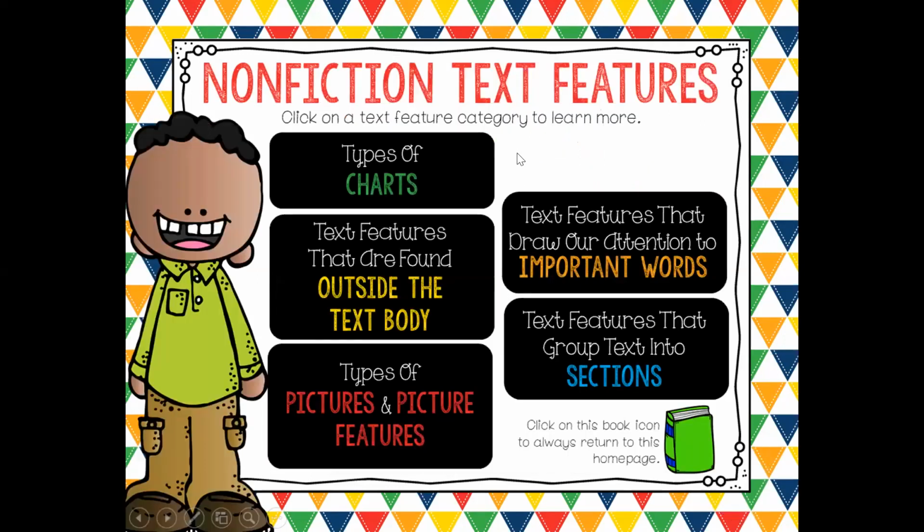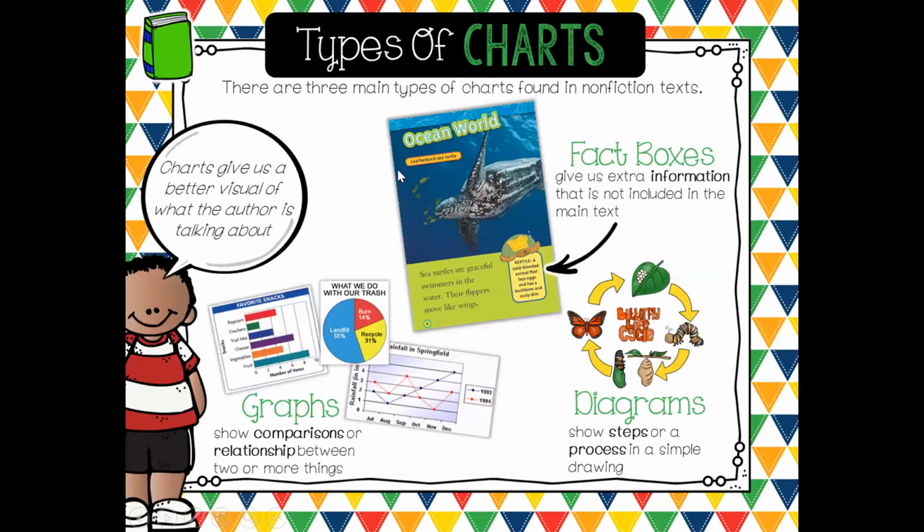All right. So this is a really cool little PowerPoint that's a little interactive, and you can click on each of these sections and it'll bring you to a new section. So we're going to go to types of charts. So there are three main types of charts found in nonfiction text. One, over here, we have fact boxes. Fact boxes are exactly what they sound like. They're a little box and they have a fact inside. It gives us extra information that is not included in the main text.